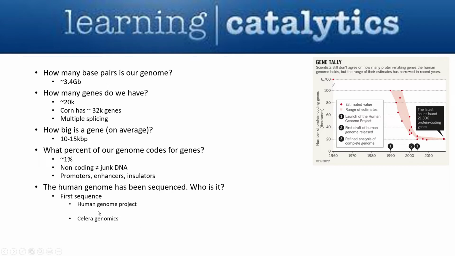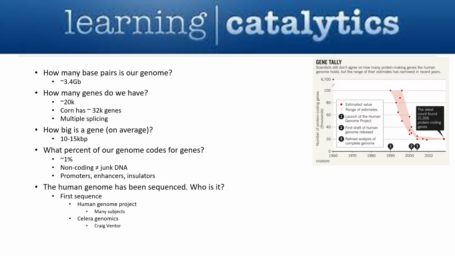So for example, we've talked about the Human Genome Project. Celera Genomics is a privately owned company that was also competing to sequence the human genome for the first time at the same time. The Human Genome Project and Celera Genomics were racing in the late 1990s and early 2000s to be the first to publish. And they approached it with different methods.